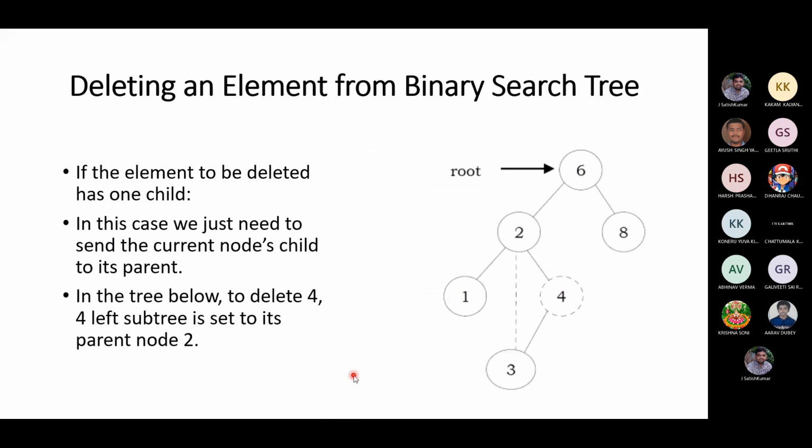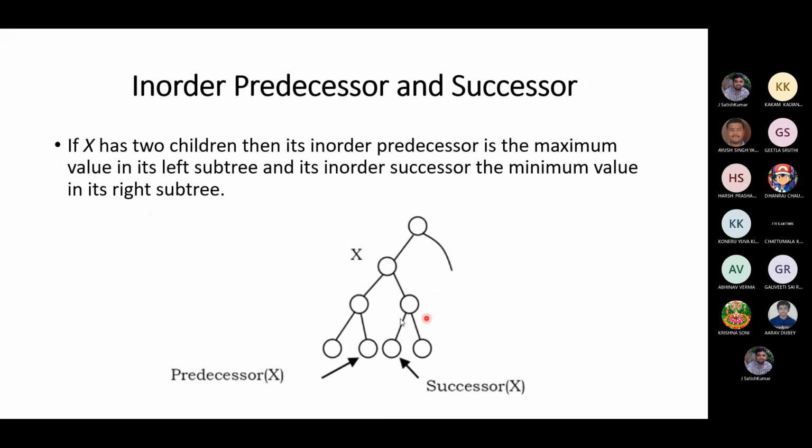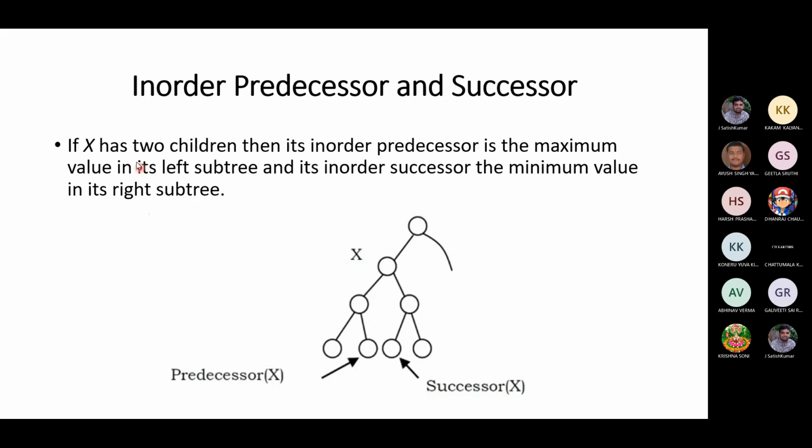So there is no problem. If you want to delete an element which has the other way, then you need to understand what in-order predecessor and successor are. So if x has 2 children, then the in-order predecessor is the maximum value in its left subtree, and its in-order successor is the minimum value in the right subtree.